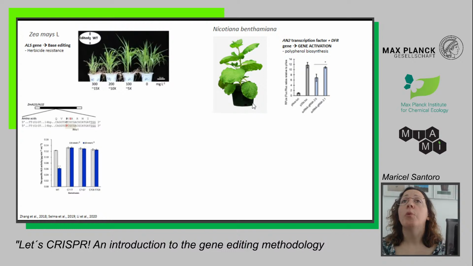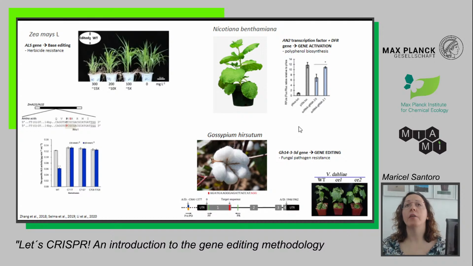Another application, for example, is gene activation, which has been done in Nicotiana benthamiana, which is closely related to the tobacco plant. There is another transcription factor. This transcription factor is an effector which can interact with the promoter. It's a protein which interacts with the promoter, which can activate a gene. So, for example, during the development of the plant, there is a gene participating in polyphenol biosynthesis, which is actually off, and we want to turn it on to have the compound in the plant. So this is something that has been done. And we can see here that the expression is higher.